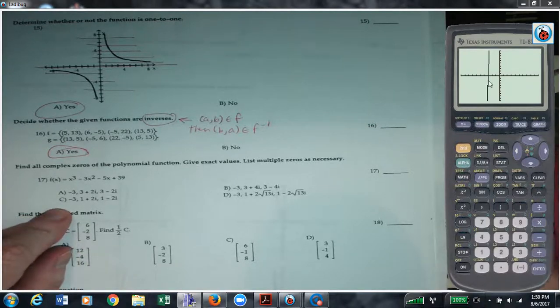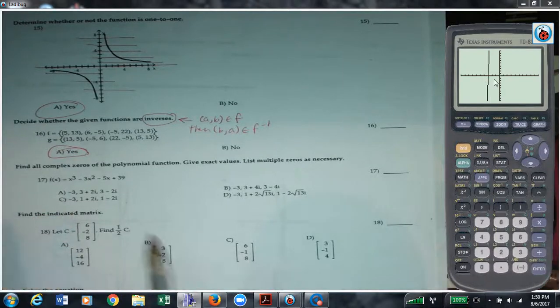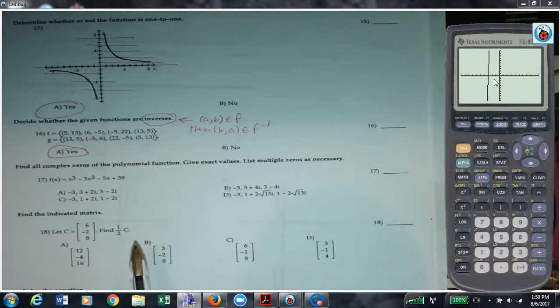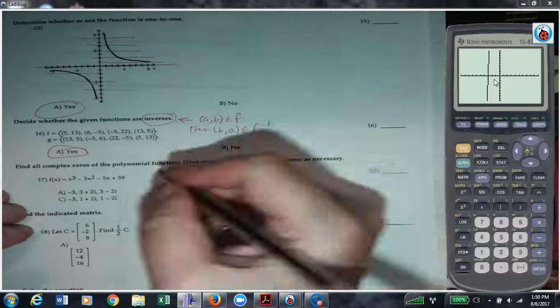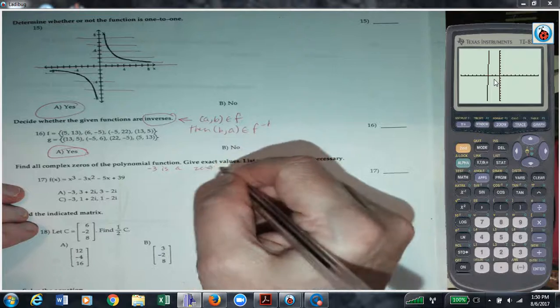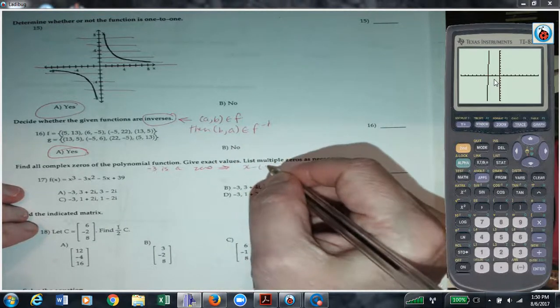Okay, so we do have a 0 at -3. And how do I know it's -3 exactly? Because -3 is in all of my selections, okay? So I do know that much. And I don't have anything to narrow these down at this point. -3 is a 0, that's for sure. So -3 is a 0, tells me that x minus -3 is a factor.